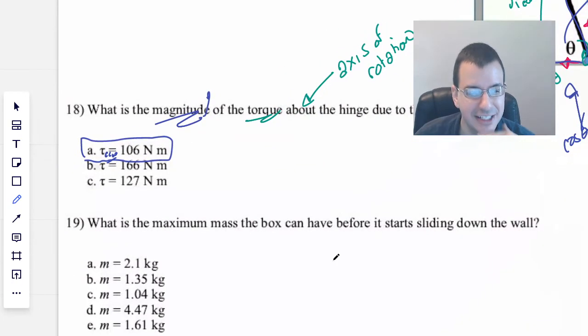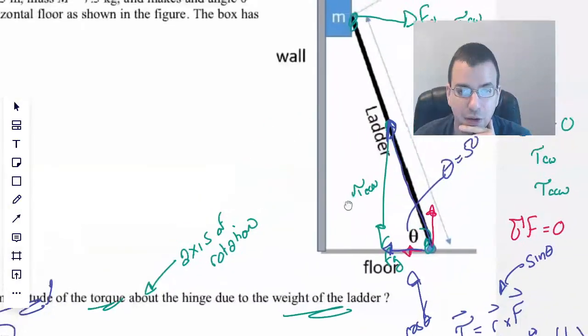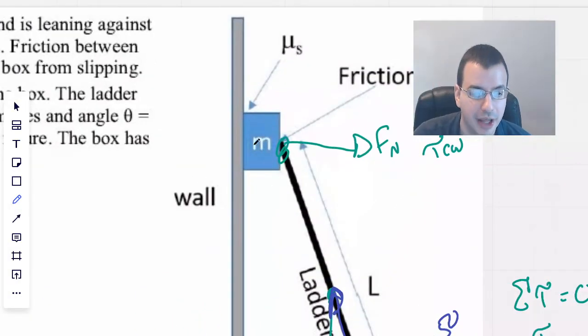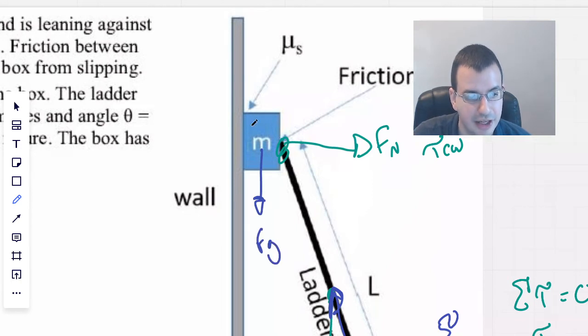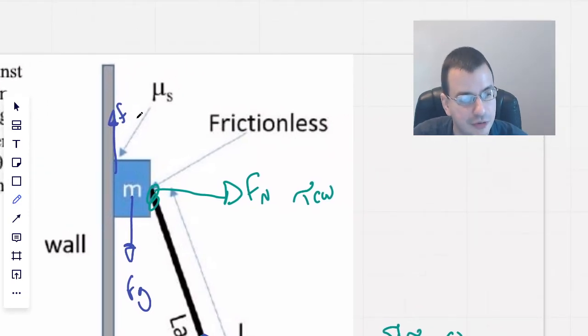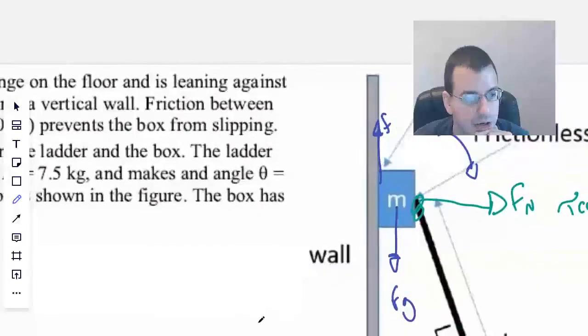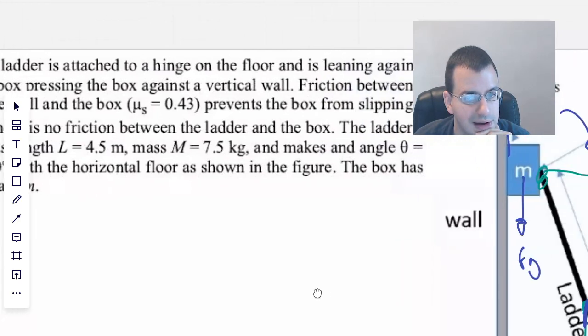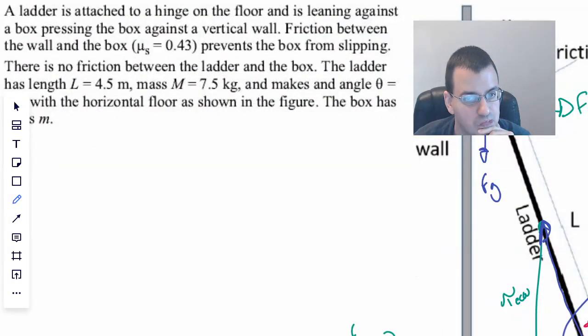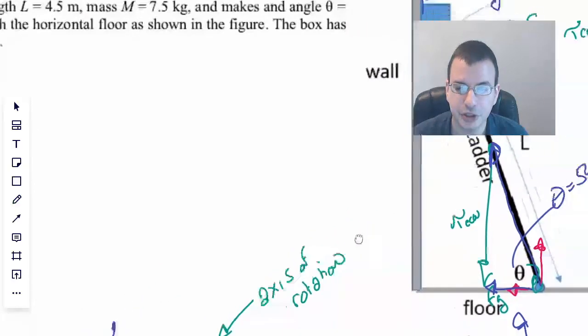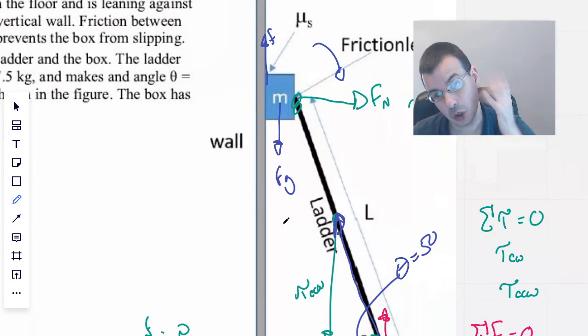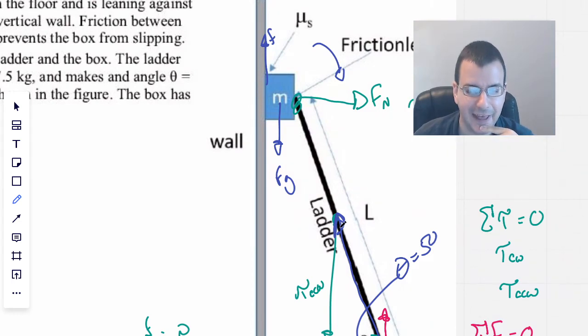Okay, what is the maximum mass of this box that it can have? What's the maximum mass the box can have before it starts sliding down the wall? Okay, so now we're going to look at this box, and so we have force gravity, then we have force friction, and the idea here is this force of friction is going to be related to this force normal. And do they give us a force normal here? They don't. Interesting. Well, we know that this force normal has to be related to gravity and torque and something. I'm just going to go with this.